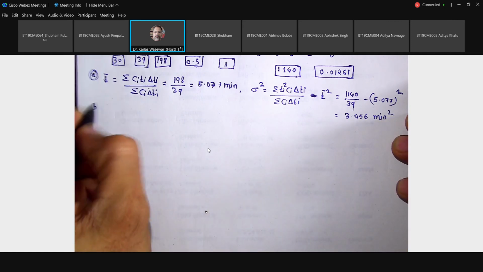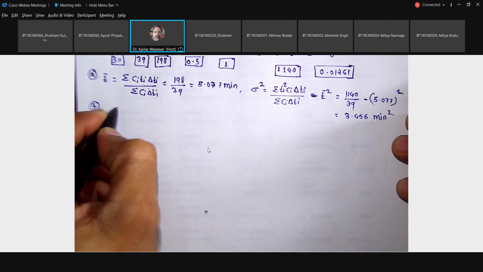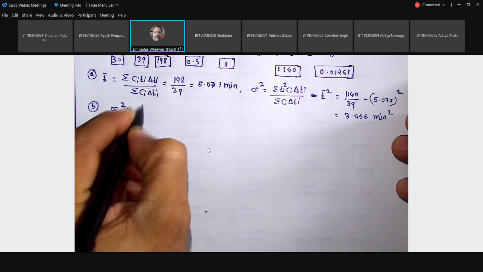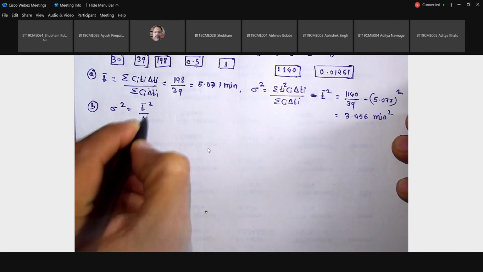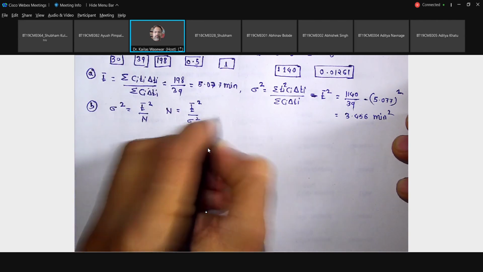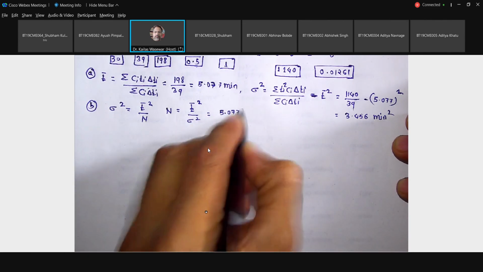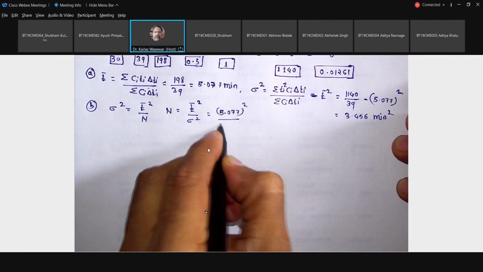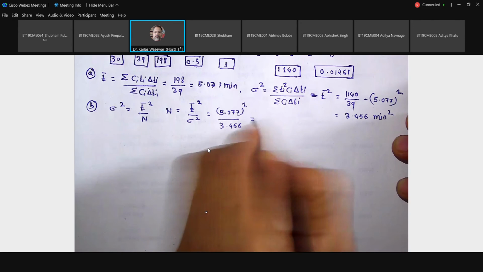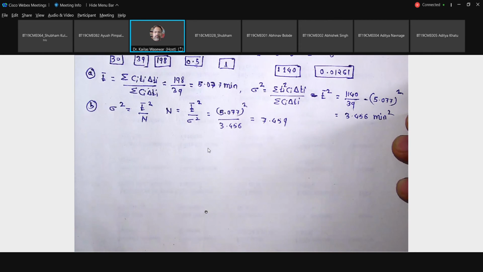Then tank in series model, you have to calculate the tank in series. So n is equal to 5.077 whole square divided by 3.456, which is coming to be around 7.49. You cannot make it approximating to 8. Okay, this is the model. This is not exactly the number of tanks that will be available there.